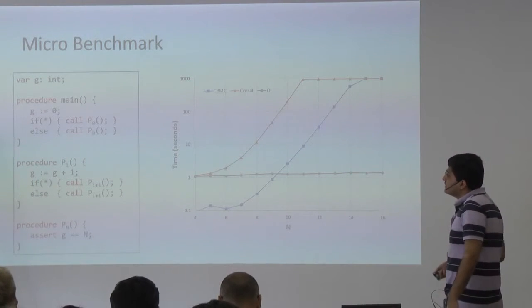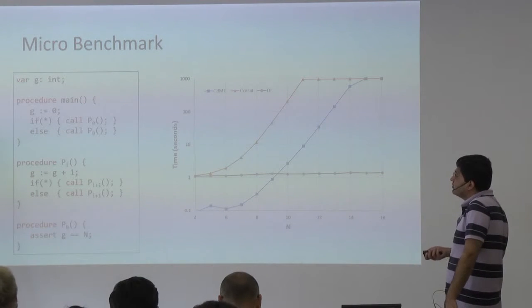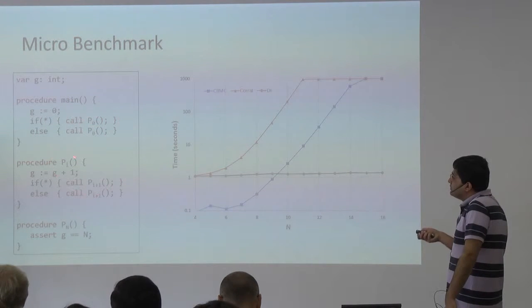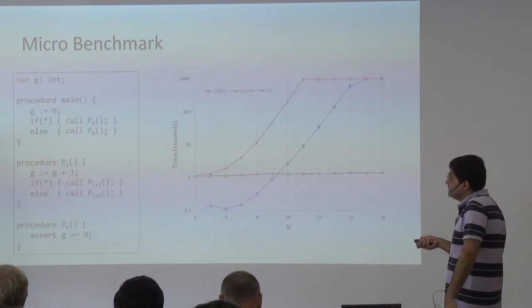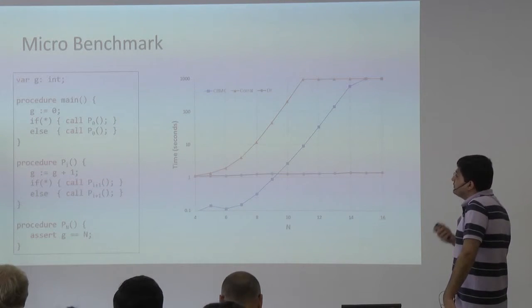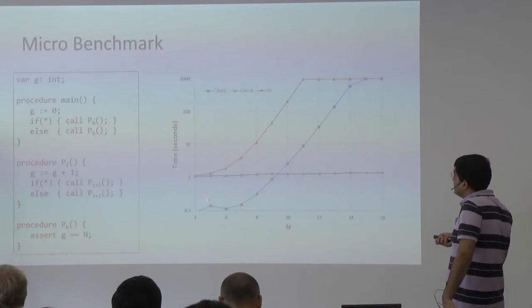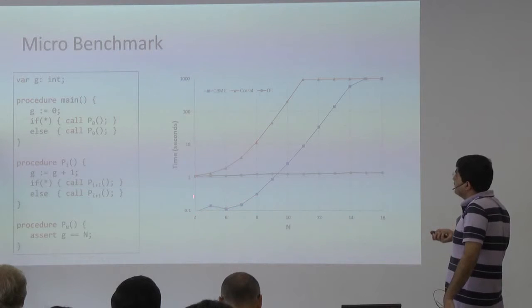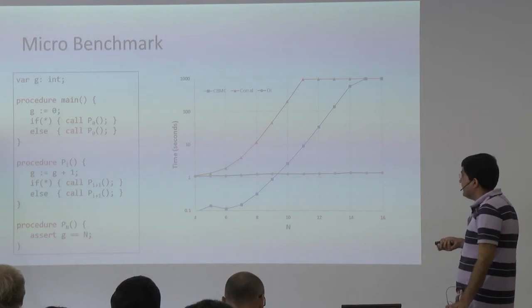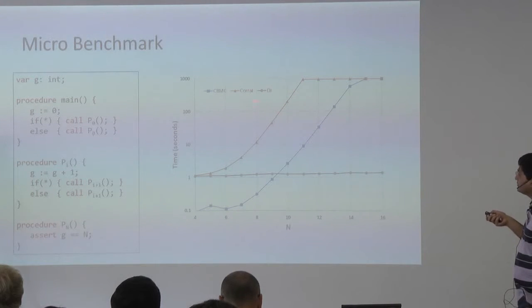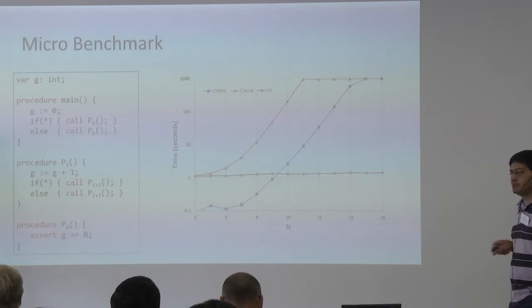So this is a micro benchmark that has the same call graph that was there on the last slide. So you have main calls P0 twice, Pi calls Pi plus one twice, and so on. And there is an assertion in PN. If you take this program and run it through some of the standard bounded verifiers like CBMC and Corral, you get exponential scalability. So this is on log scale. As you increase the value of n, which is the depth of the call graph, you get exponential scalability. Whereas in DAG inlining, which is this line over here, you get linear scalability.